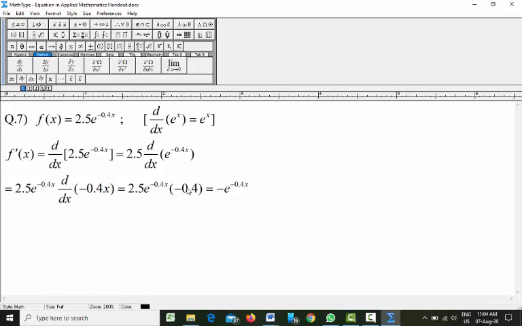So now minus 0.4, if you multiply it by 2.5, we will get minus 1. So we will get minus 1 e to the power minus 0.4x. Minus 1 you don't have to really write it. So 1 multiplied by this one, we will get that one back. So that is the answer.